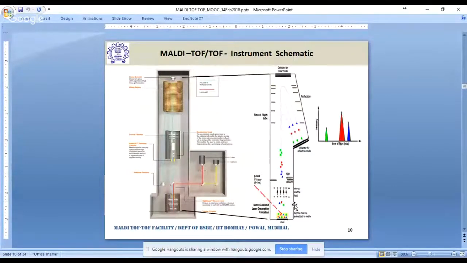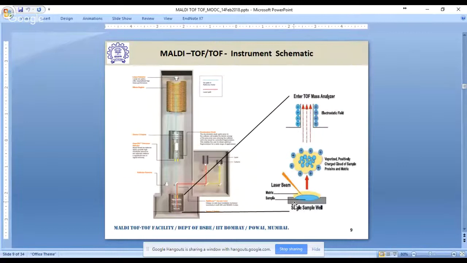And before we do that, let's see what exactly happens inside the instrument. Let's say we take a vertical cross section of the instrument. That is how it would look on the left-hand side of the screen. The plate is right at the bottom of this instrument. The laser beam, which is shown in red, will strike the sample which has been spotted onto the plate.